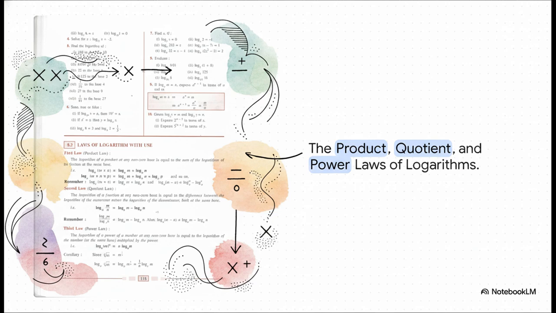The first law, the product law, simply says that when you're multiplying two numbers together, you can just add their individual logarithms. Easy enough. The second law, the quotient law, tells us that when you divide numbers, you subtract their logs. And then the third law, the power law, lets you take an exponent and just drop it right down in front of the log to multiply. So, to recap, multiplication becomes addition, division becomes subtraction, and exponents become simple multiplication. It is a massive calculation lifesaver.